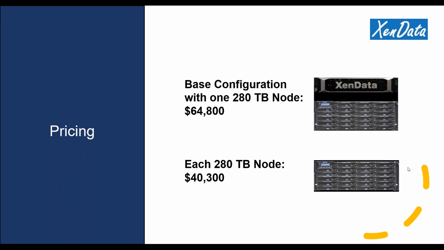Thank you, Jim. So I've just got 3 slides that talk about pricing. The prices that are shown here are the recommended end user prices in the US. The base system consists of the controlling appliance and one 280 terabyte node. It's just less than $65,000, and each extra node is a little over $40,000.